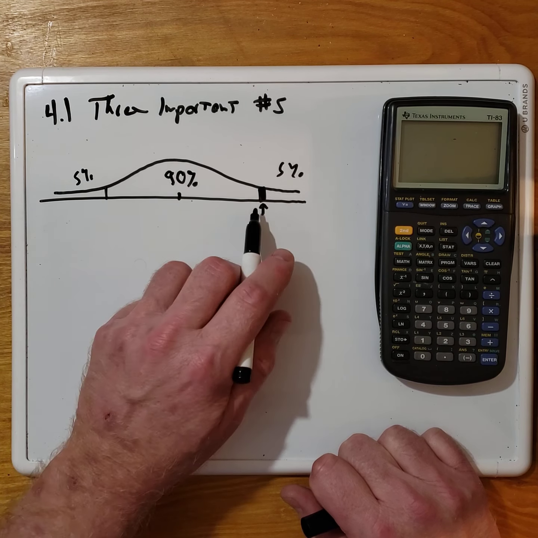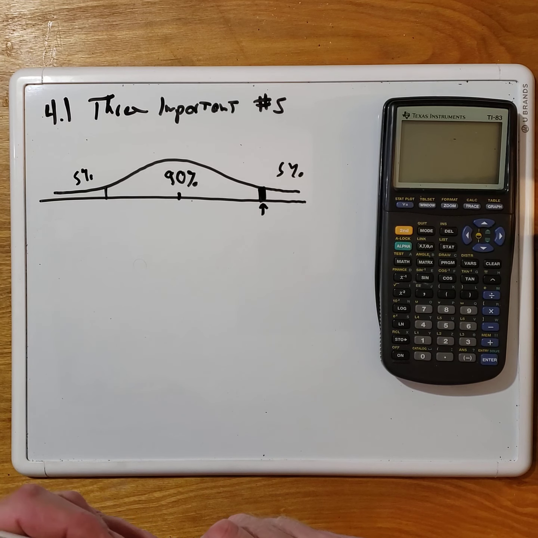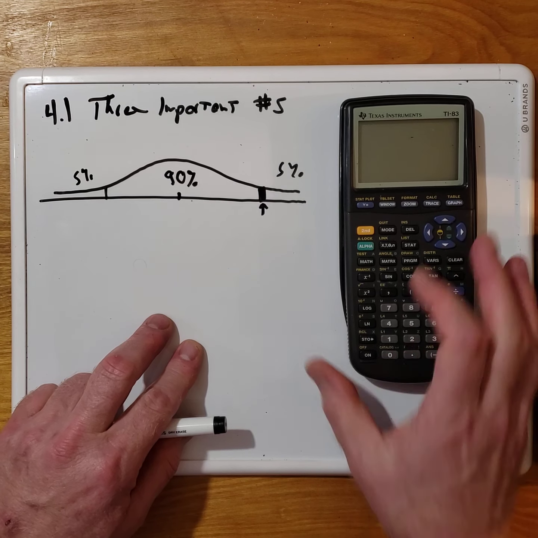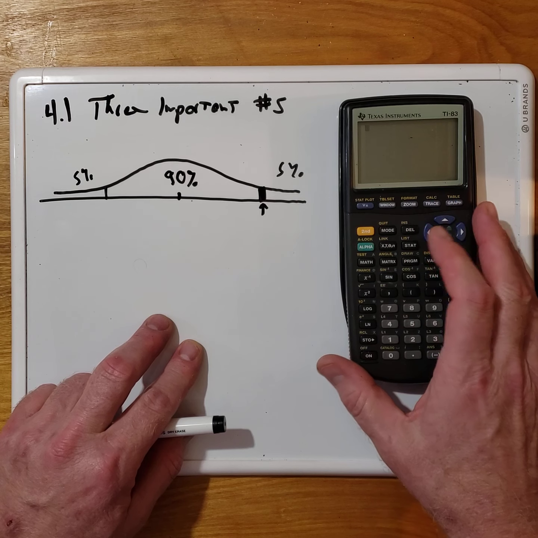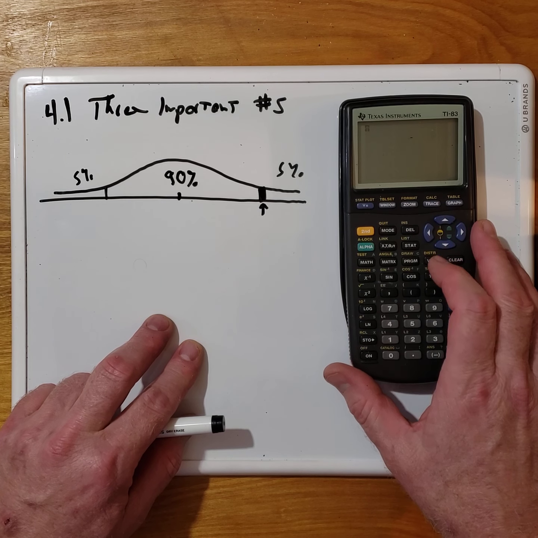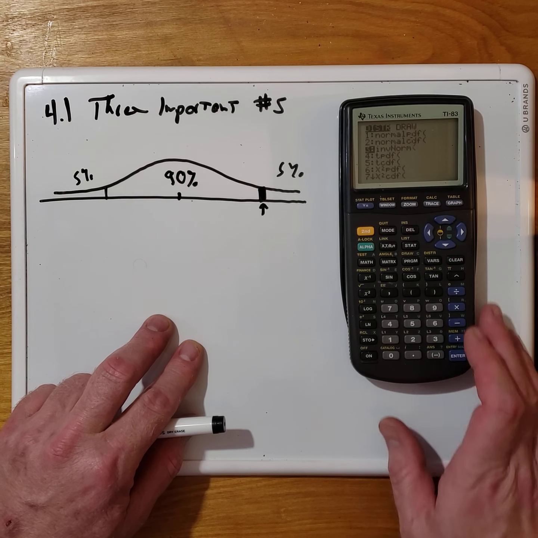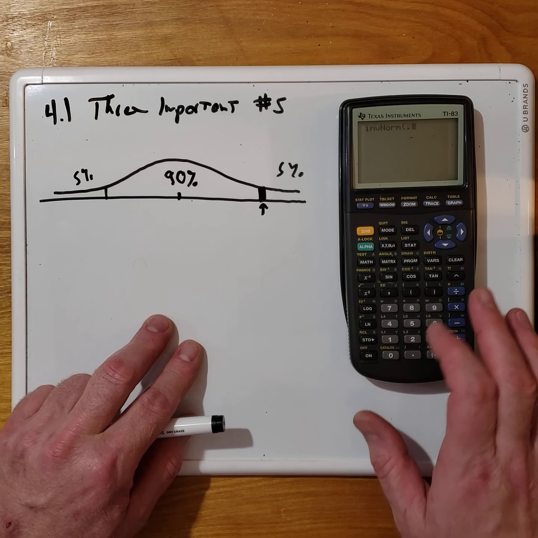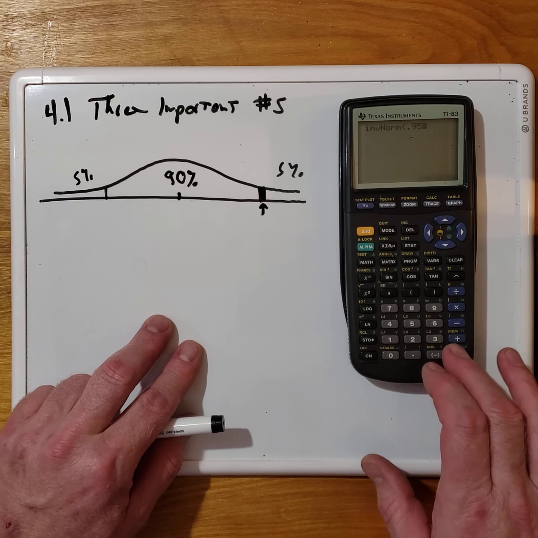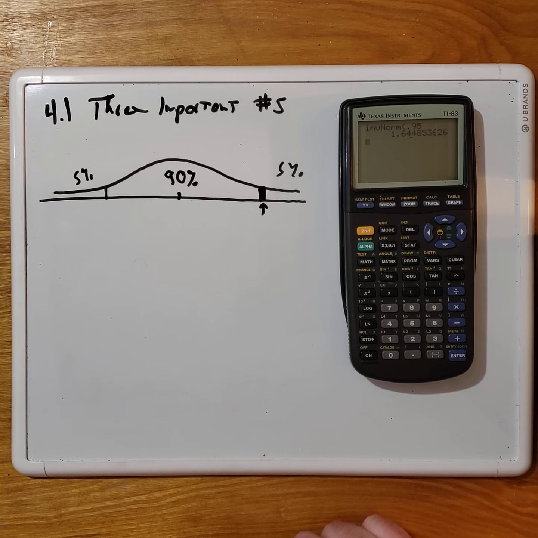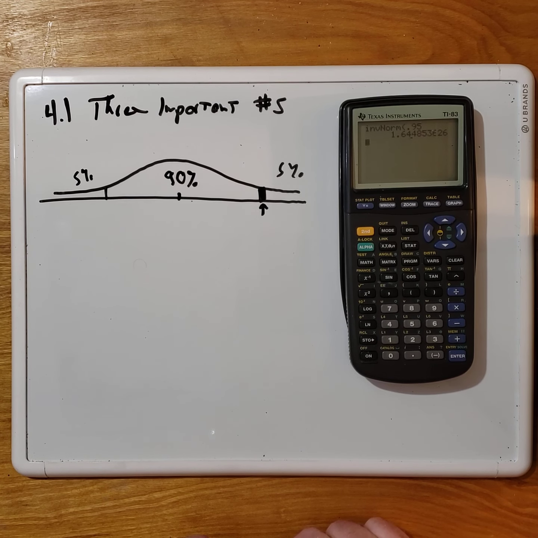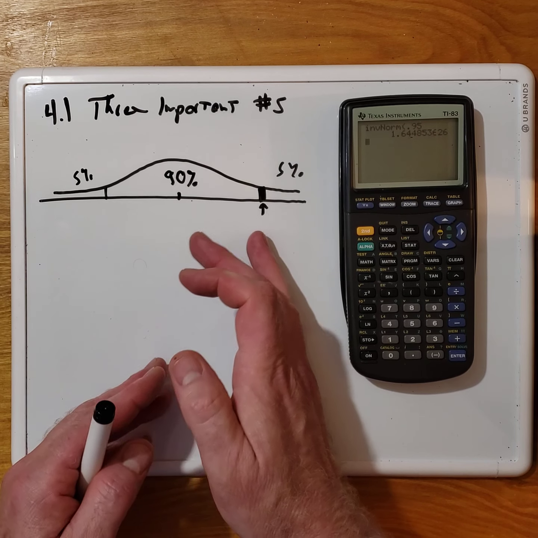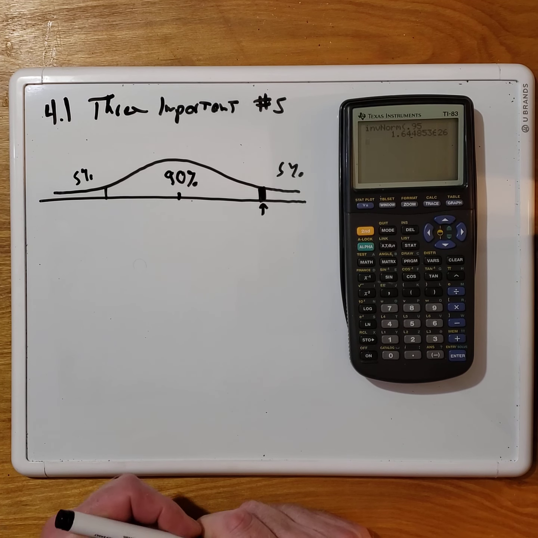Well, think about the percentile. If we get 5% above and 95% below, that's the 95th percentile. And you remember from previously, I hope, that if you go to distributions down to inverse norm and you give it the percentile, 0.95, it will give you the z-score that corresponds to that percentile, or how many standard deviations above the mean that point is.